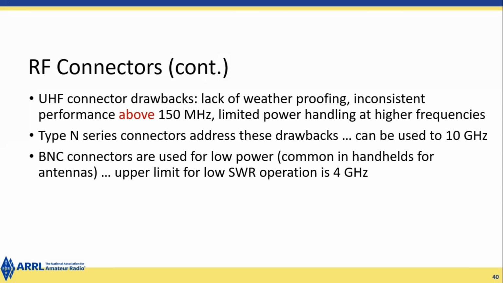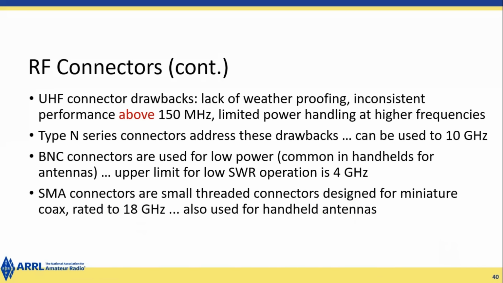BNC connectors are used for low power, common in handhelds for antennas. Upper limit for low SWR operation is 4 gigahertz. SMA connectors are small threaded connectors designed for miniature coax, rated at 18 gigahertz, also used for handhelds.